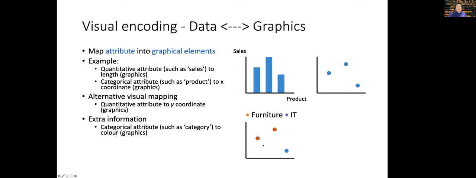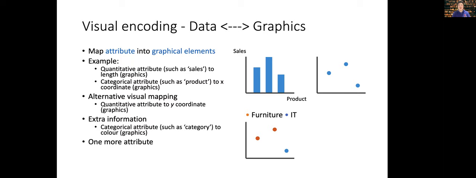Okay. And can I ask someone, if I want to add another attribute, again I have to think of another visual attribute I can use to represent that attribute or visual element. Can anyone think of any other things I can potentially use to represent one more attribute? Anyone? So maybe line? Line?